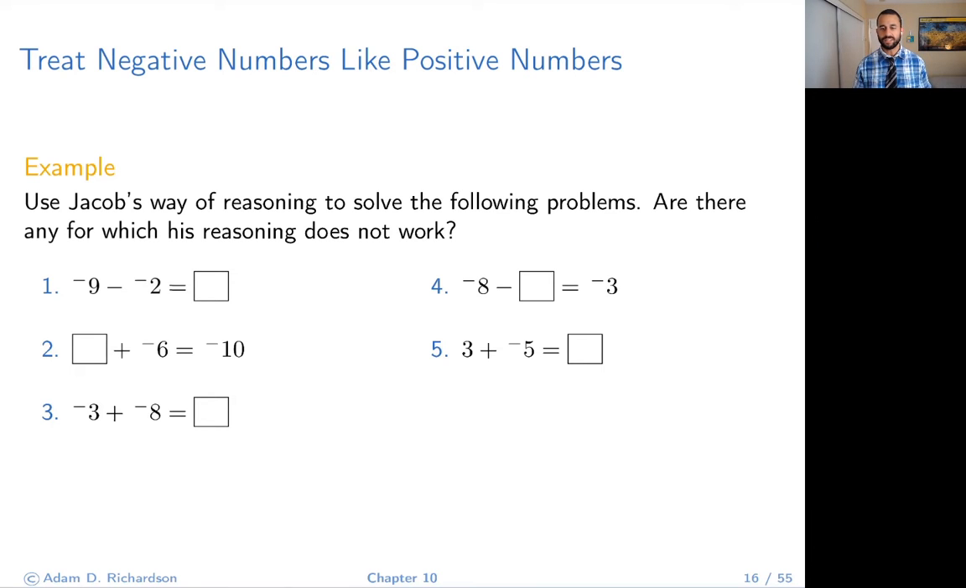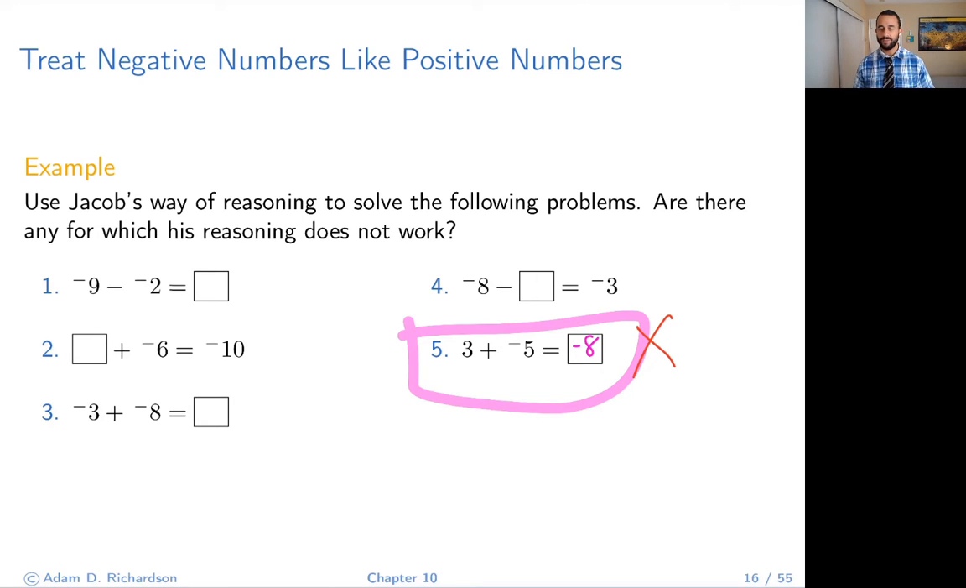All right, so let's explore. Hopefully you went through a couple of these. The one we're most interested in afterward is this last one right here, 3 plus negative 5. If you tried this one out, you would see that his method does not work, because he would say, oh, just treat them all like positives, and it would be 3 plus 5 equals 8. And then he would say the answer is negative 8. But that's not correct, right? 3 plus negative 5 is definitely not negative 8.